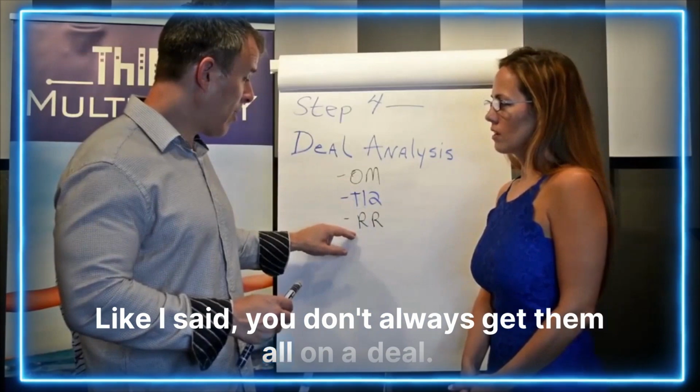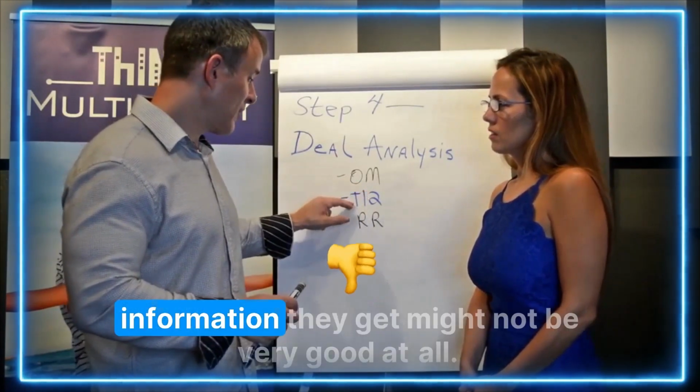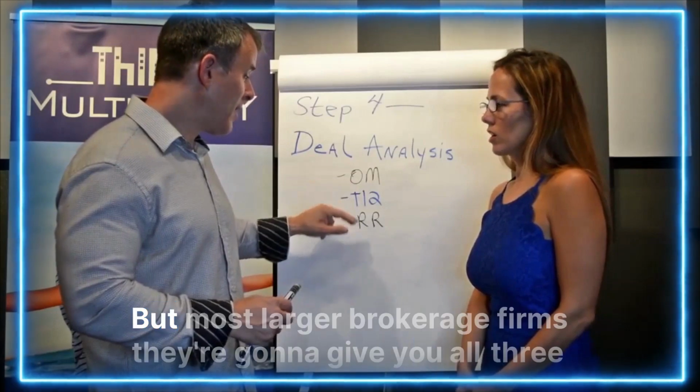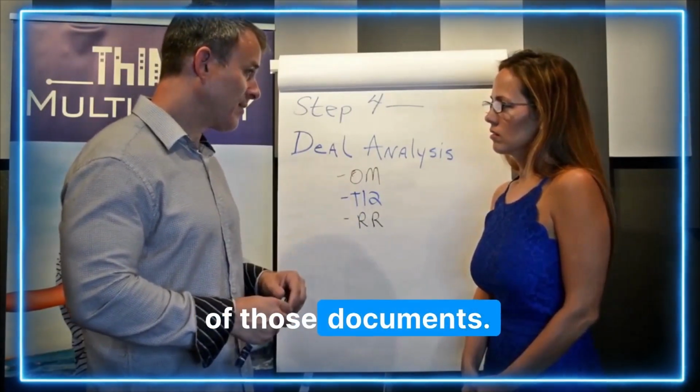Like I said, you don't always get them all on the deal, and if you're dealing with a smaller seller, the information they give might not be very good at all. But most of the larger brokerage firms are going to give you all three of those documents.